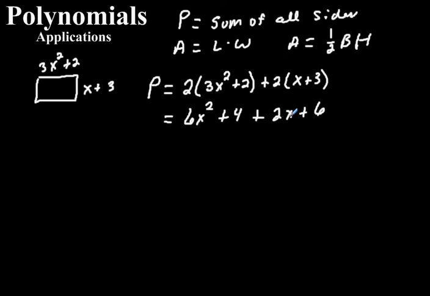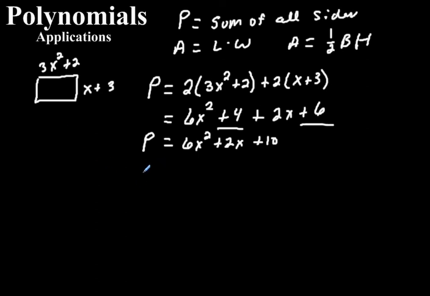Well, 6x squared and 2x do not go together. Why? Because the 2 and the 1 are not the same. In order to combine terms, you have to have both the same variable and the same exponent. This has an x squared, this has an x to the 1 power, so they're not the same. However, this 4 and this 6 go together. If they don't go together, we just bring down what doesn't go together, and we combine what does. 4 and 6 make 10. So the perimeter of this is 6x squared plus 2x plus 10.